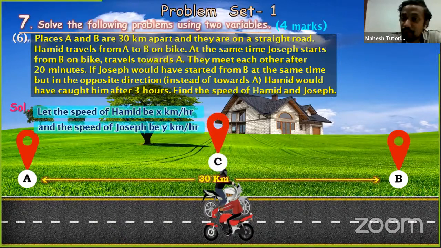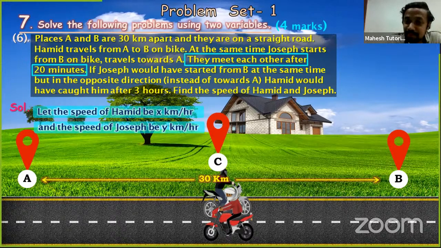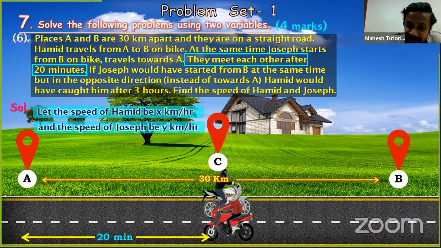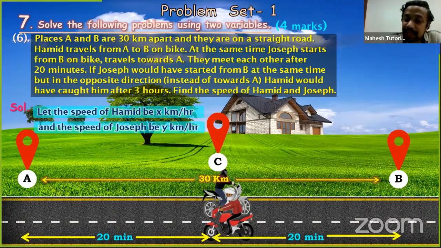But what the question wants to say is that they meet each other after 20 minutes. It means Hamid took 20 minutes to come from A to C, and Joseph took 20 minutes to come from B to C. I hope so, students. Whatever diagrammatic representation is in front of you, it is quite clear. If you look at it very carefully, the distance between A to B is 30 kilometers.